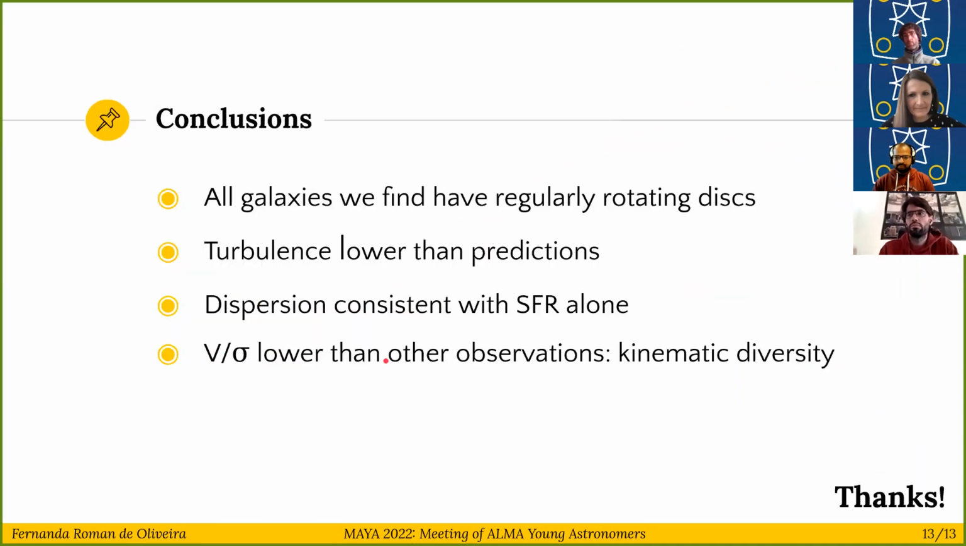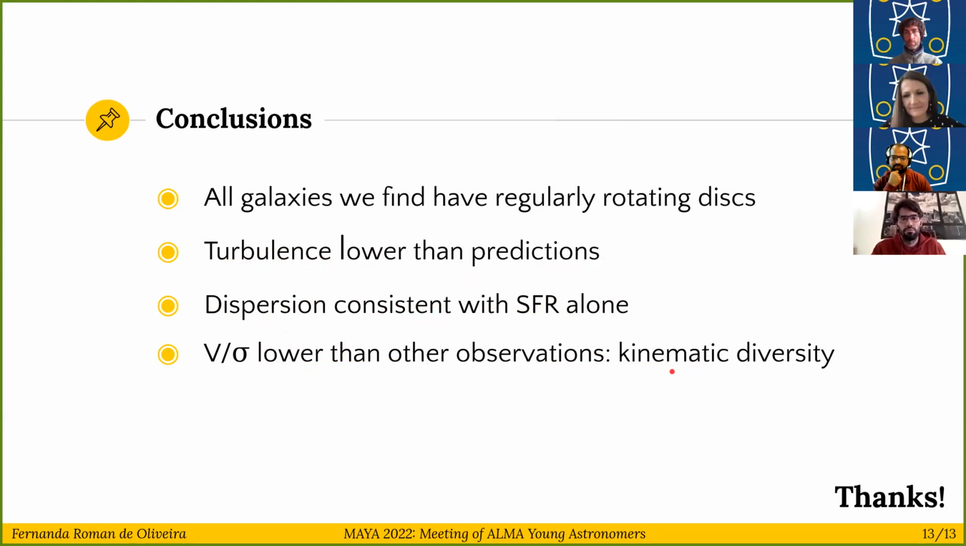And I leave here my conclusions. So the main point is that we do see galaxies with regularly rotating disks at high redshift, and they have turbulence. So the sigma is still a bit lower than our predictions. But the dispersion is consistent with the star formation rates alone that we have measured for these galaxies. And the V over sigma, they are lower than the previous observations, the stunning, very fast rotating galaxies that we have. So maybe we are seeing a kinematic diversity.